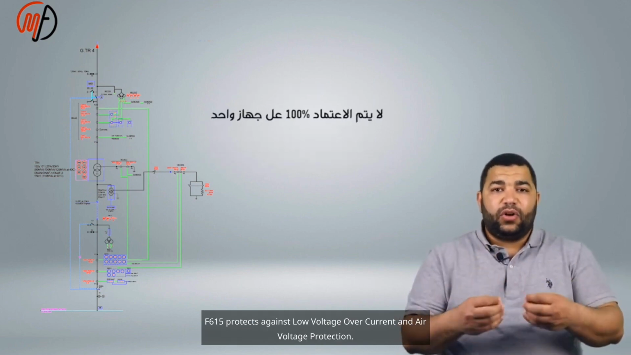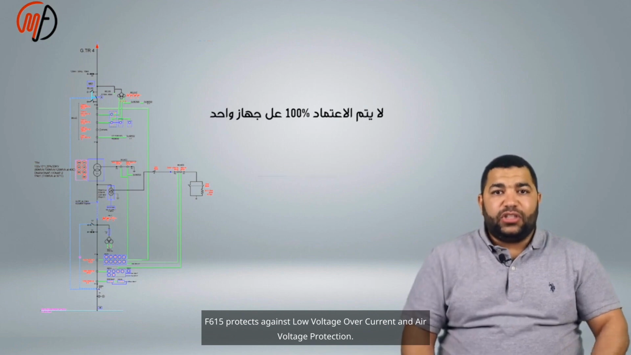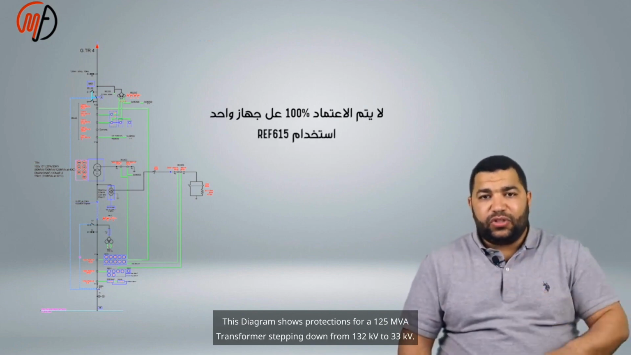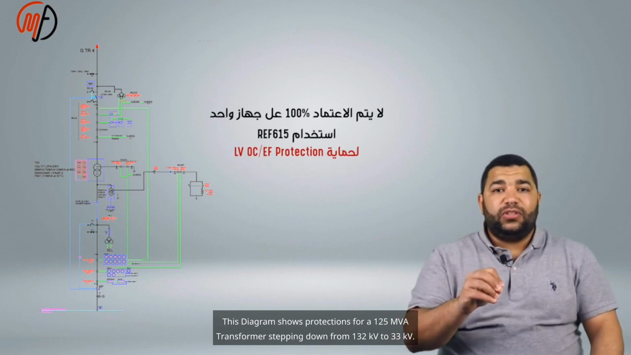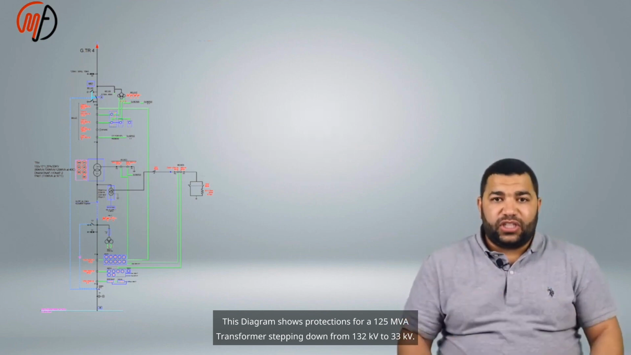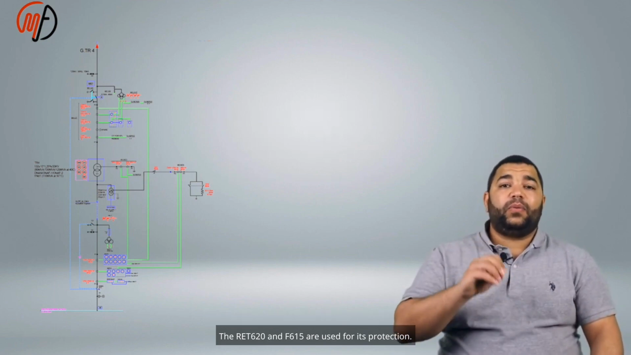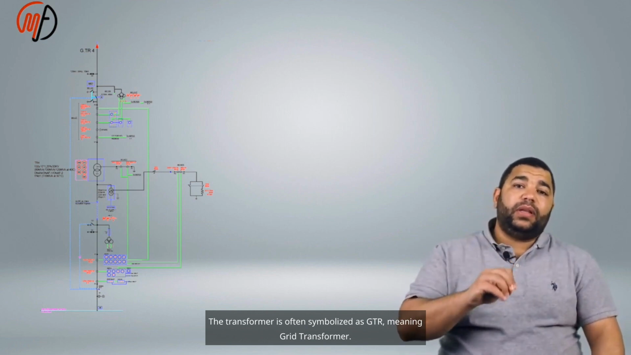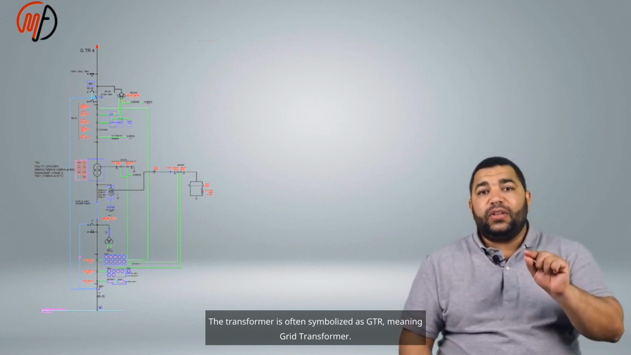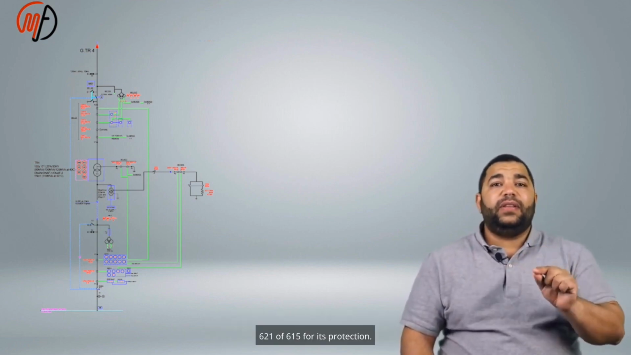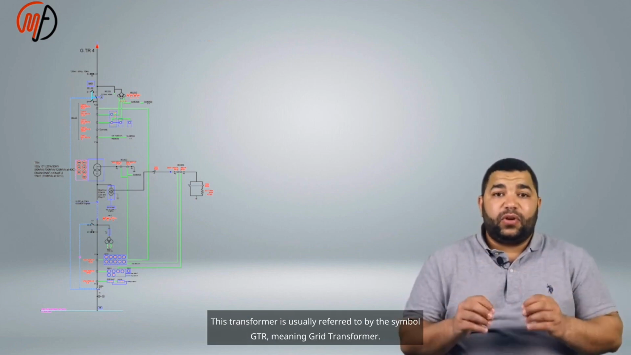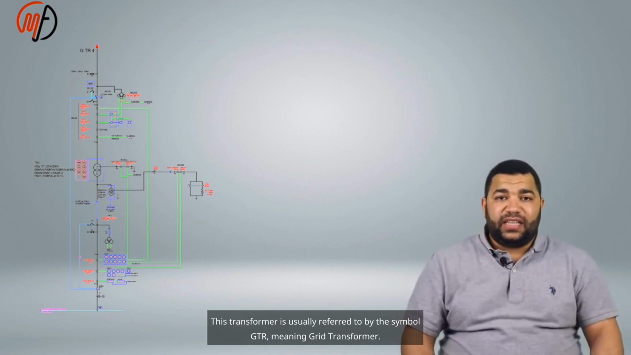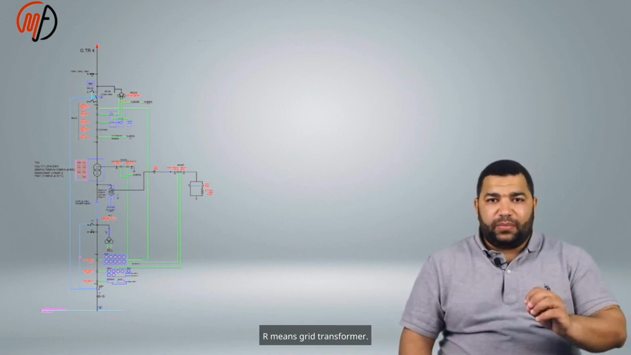The REF615 protects against low voltage overcurrent and earth fault protection. This diagram shows protections for a 125 MVA transformer stepping down from 132 kV to 33 kV. The RET620 and REF615 are used for its protection. This transformer is usually referred to by the symbol GTR, meaning grid transformer.